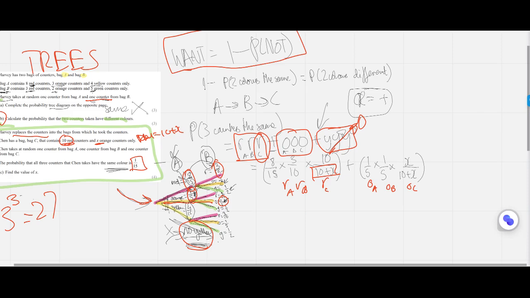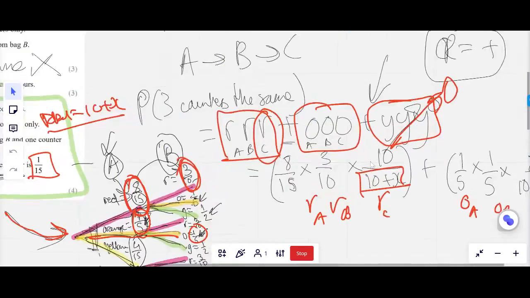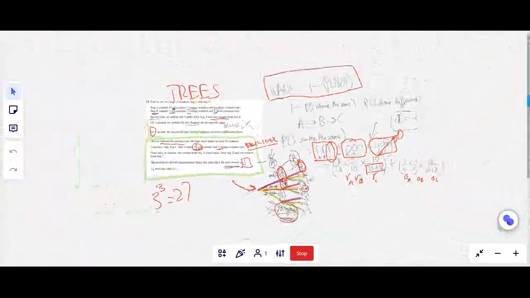So what's the probability of getting red in A? Well, that's this here, 8 over 15. What's the probability I get red in B? That's 3 over 10. What's the probability I get red in C? This is where it's tricky. Let's look at what the question says about C. So C has in total 10 red plus X orange, which means in total we have 10 plus X. So remember, total goes on the bottom, and the number of what we want is we want 10 red counters, so that goes on the top right there. Boom. And then I do the same for orange.